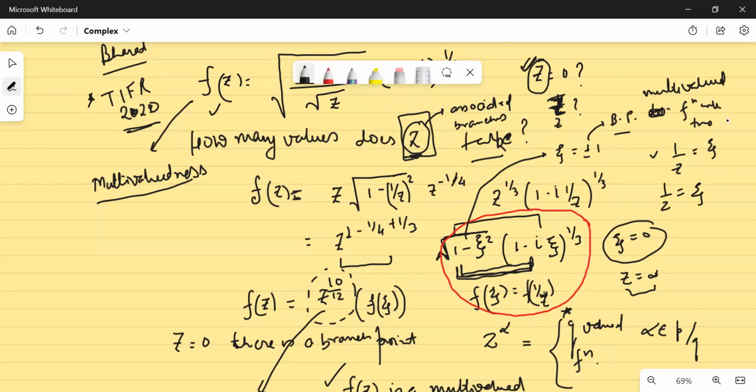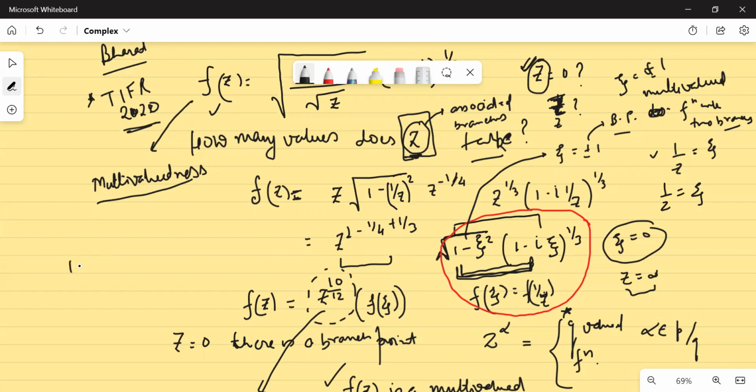This will happen. But about what? About zeta equal to 0. So about zeta equal to 0, this will be a multi-valued function with two branches. About zeta equal to plus minus 1, this will be a multi-valued function with two branches. This particular function will be multi-valued like at zeta equals to minus iota.